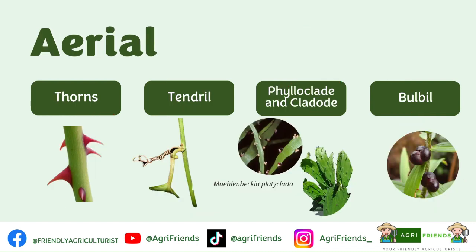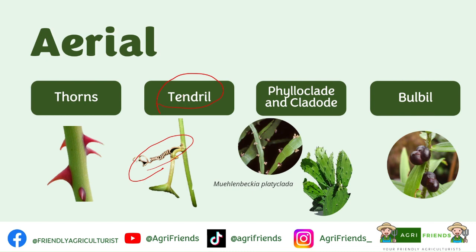For the aerial modifications of the stem, we have thorns. Thorns are modified branches or stems that are hard with pointed ends. And of course, their function is to protect the plants. Tendril is a slender twining strand that supports the weak stem by climbing on surfaces or attaching on surfaces. We also have the phylloclade and cladode. These two are flattened structures that are photosynthetic, and they resemble leaf-like branches.